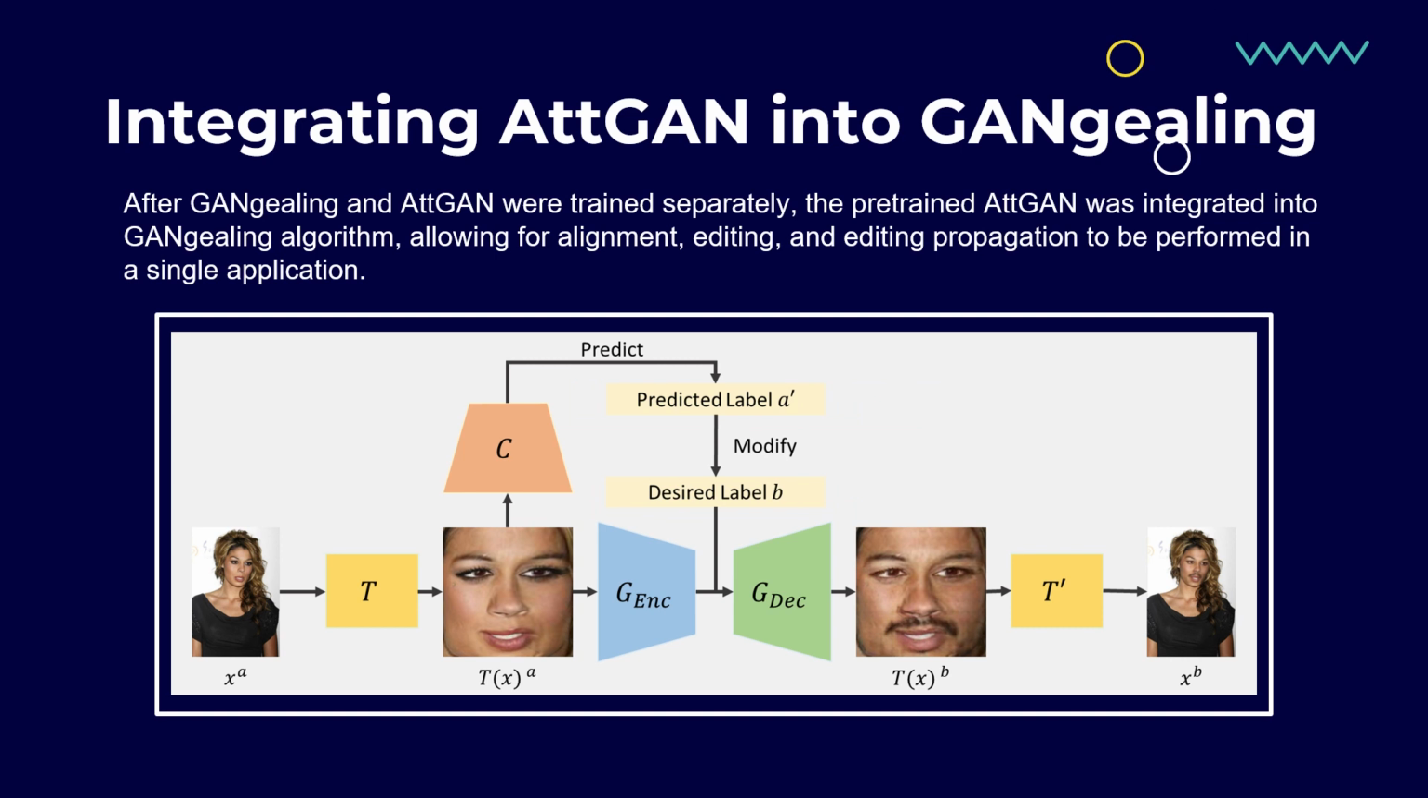After GAN and ATT-GAN were trained separately, the pre-trained ATT-GAN was integrated into GAN algorithm, allowing for alignment, editing, and editing propagation to be performed in a single application.